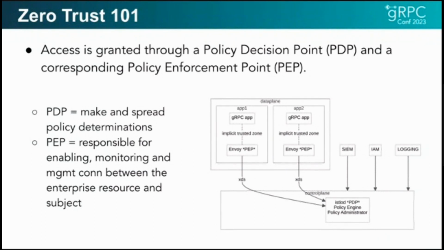Istiod and Envoy communicate by the xDS protocols, a bunch of protocols used to translate these policies and other things like secrets and routes, and how you dynamically configure your Envoy in your data plane.